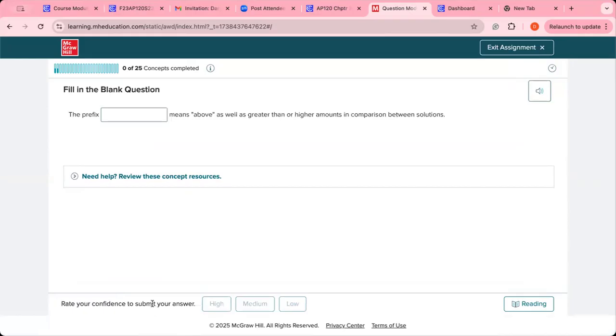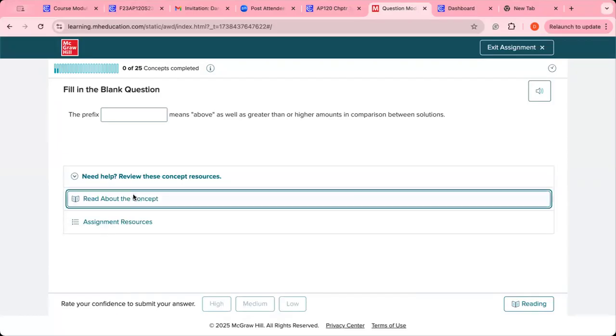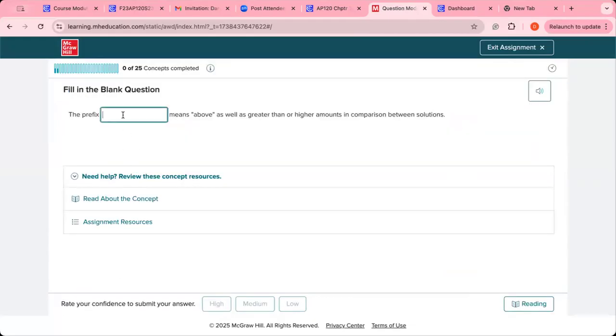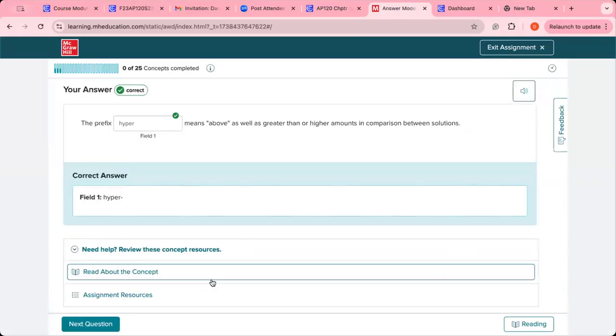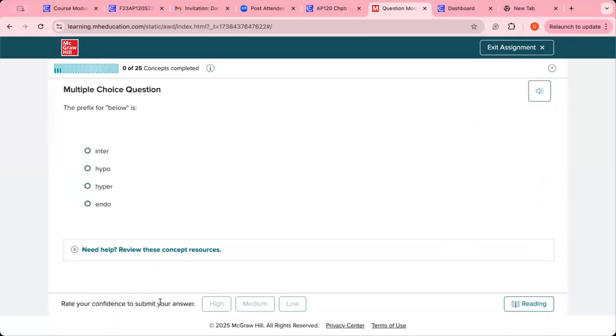The prefix blank means above, as well as greater or higher. That's hyper, I think. You can read it. Hyper. Hyper means above. Okay, which one means below?